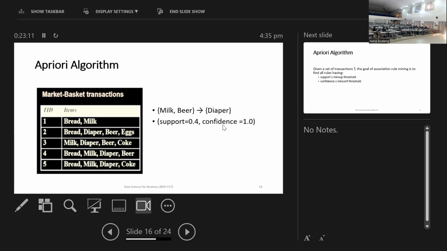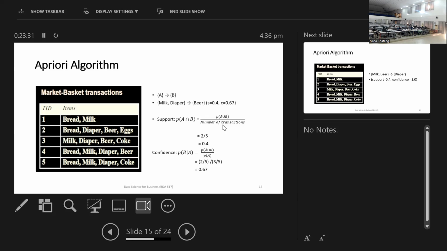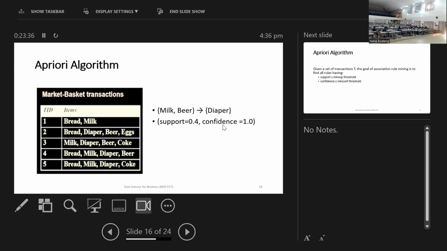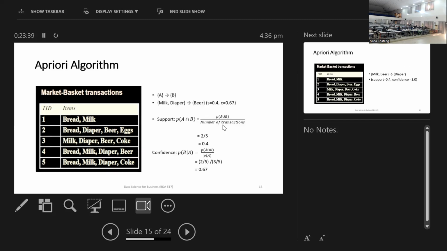Are you getting the same support? Or is the one I have wrong? Should I give you the formula? You have the formula ready. But here, remember that you are dealing with milk, beer, and diaper, not milk, diaper, and beer. You see, you got the same answer.